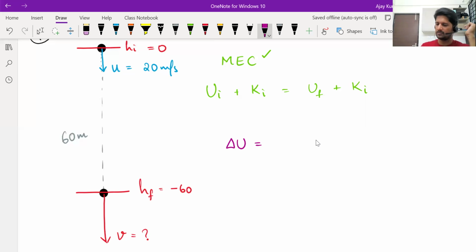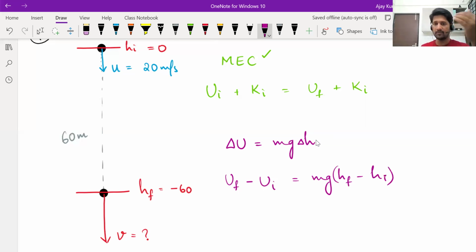Listen, again, let me clear this to all of you. Change in gravitational potential energy is mg delta H. Therefore, final gravitational potential energy minus initial gravitational potential energy is mg into final height minus initial height. Now, when we apply mechanical energy conservation, we have the initial term on one side of the equation and final term on the other side. So keep the initial terms on one side of this equation, final terms on the other.